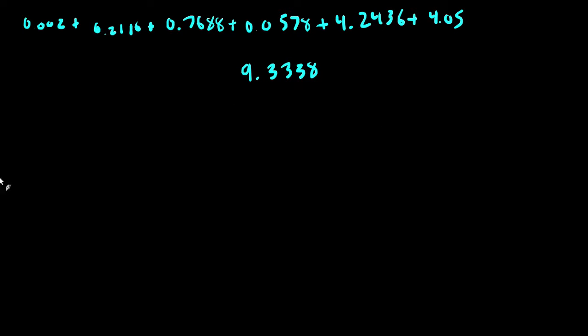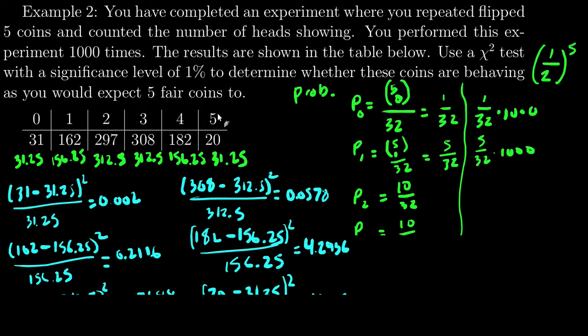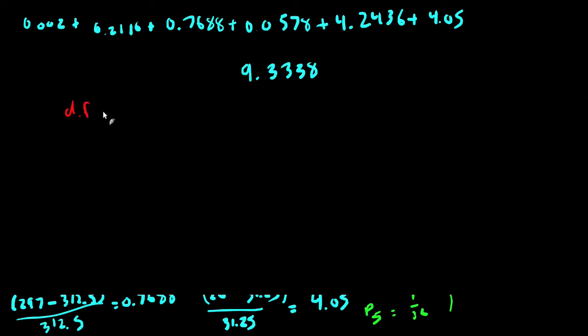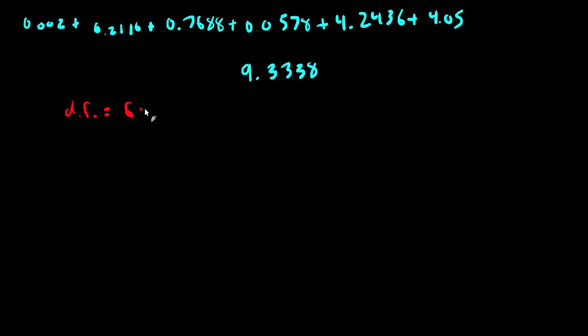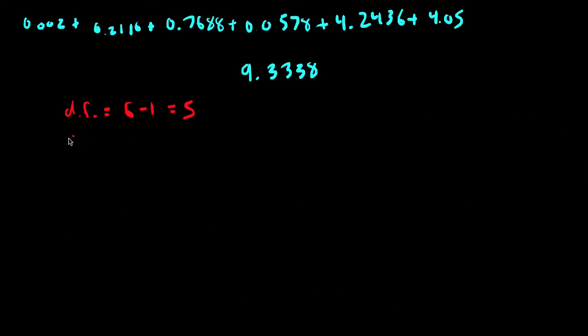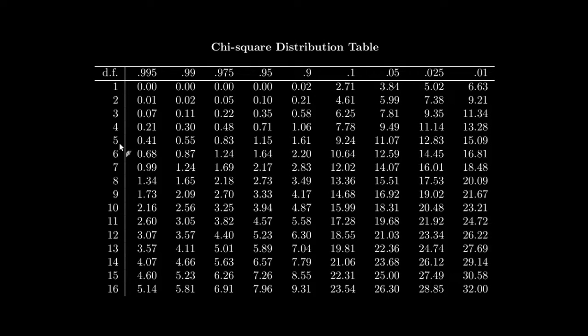And now, as before, I figure out how many degrees of freedom. There are 6 possible outcomes, 0 through 5. So that means my degrees of freedom will be 6 minus 1, which is equal to 5. I want a 1% significance level, so I'm going to use a significance level of 0.01. I go to my table, 5 degrees of freedom, 0.01 significance level, and that's going to give me a critical value of 15.09.